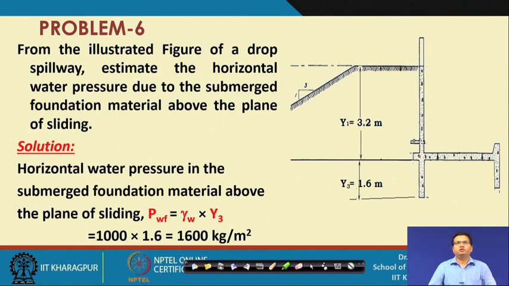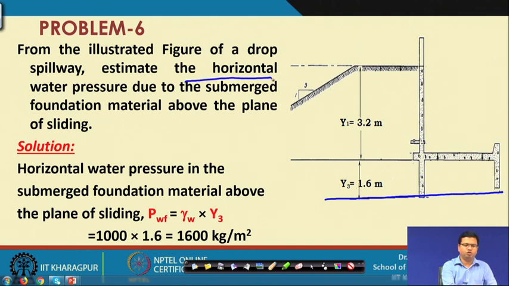From the illustrated figure, for a drop spillway, estimate the horizontal water pressure due to the submerged foundation material above the plane of sliding. So, you know what is the plane of sliding? The plane of sliding is along this line. Along this line, you have to estimate the horizontal water pressure due to the submerged foundation.